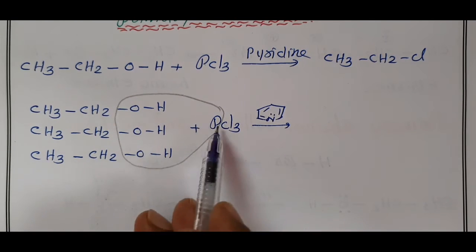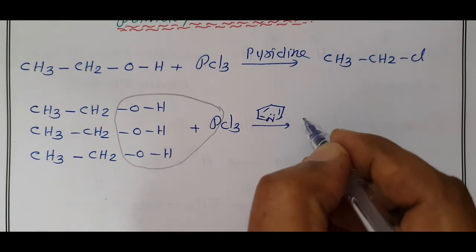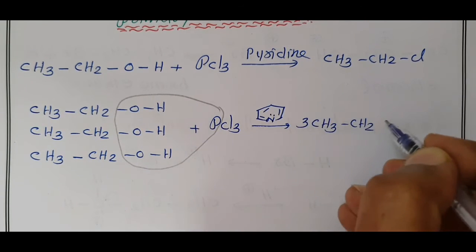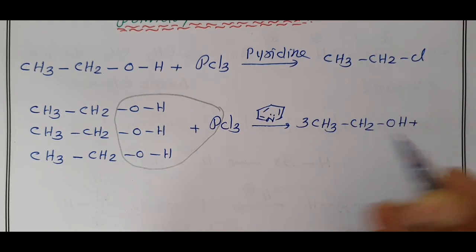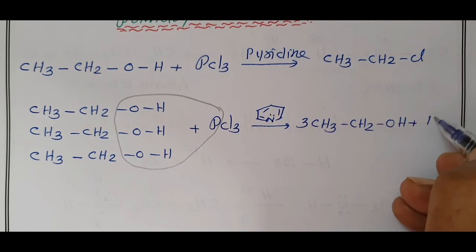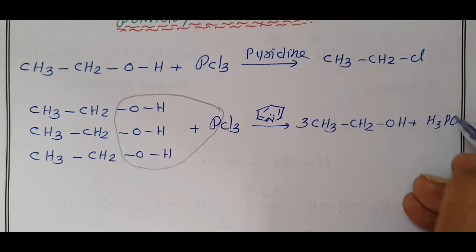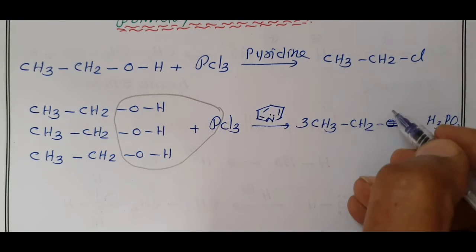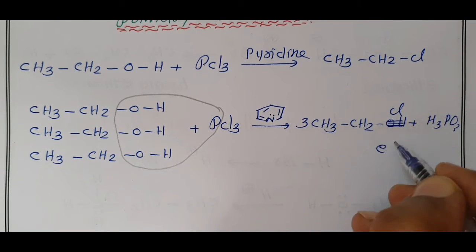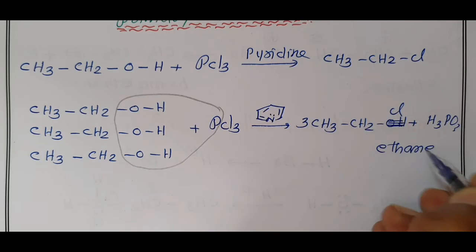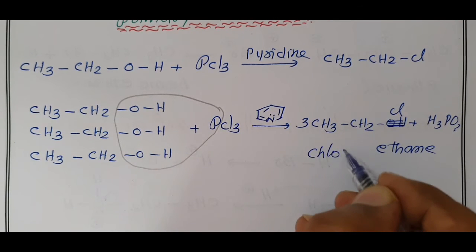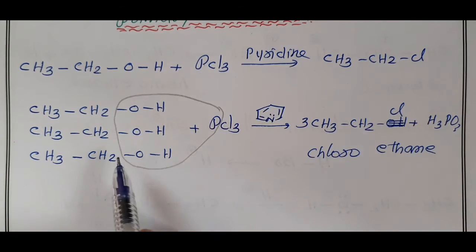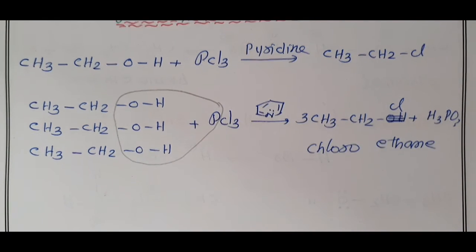Each one chlorine is added to the ethyl group, giving CH3CH2Cl plus H3PO3. Orthophosphorus acid is removed. Here the OH is replaced by chlorine. Two carbon, ethane, carbon single bond, with the functional group chloro: chloroethane. Each one chlorine is added to a carbon atom, giving chloroethane.